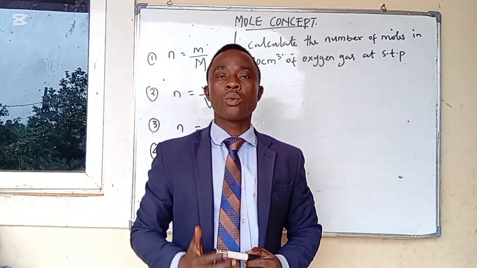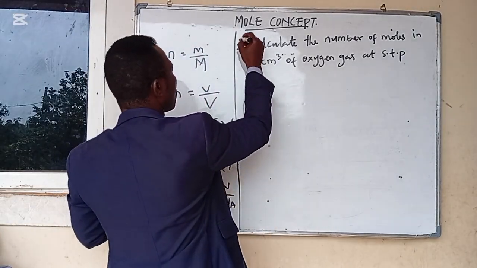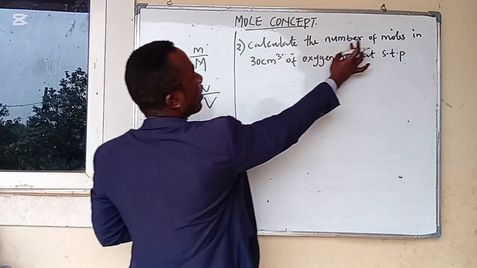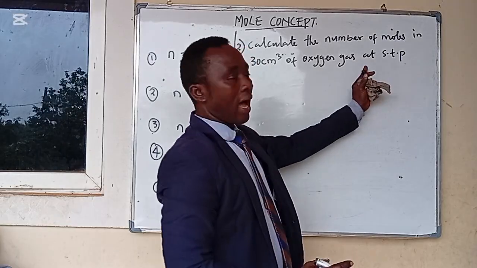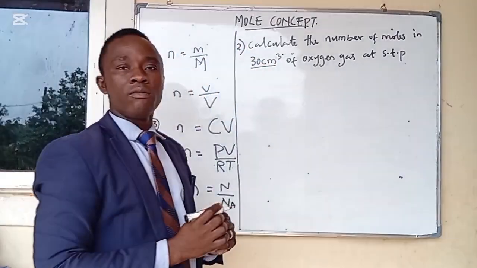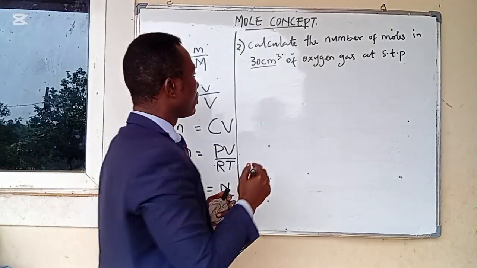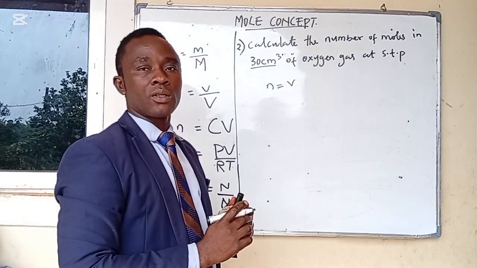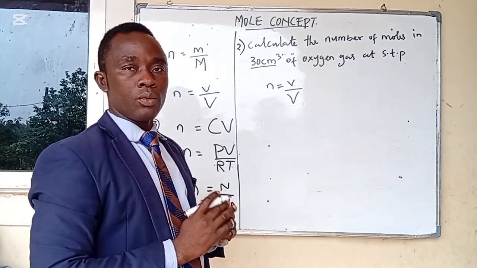So now we go to question 2. Question 2 on number of moles says we should calculate the number of moles in 30 centimeter cube of oxygen gas at STP. Now, if you look at this question, they give us volume. That volume is what we call the given volume. So remember, number of moles is given volume, which is small v, divided by molar volume.